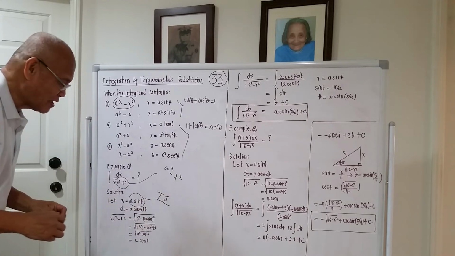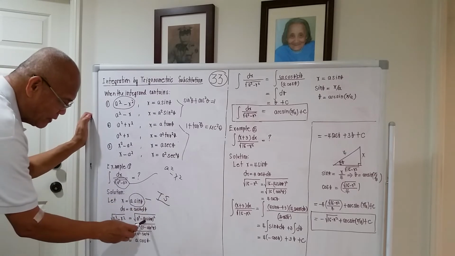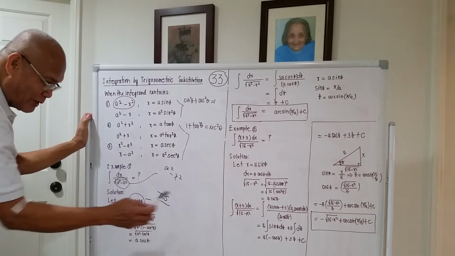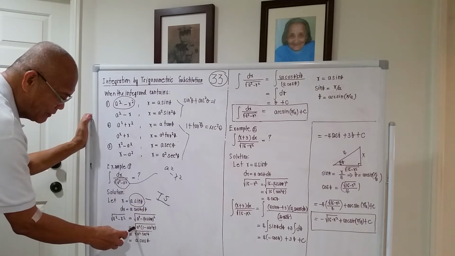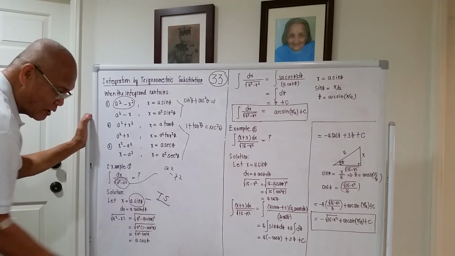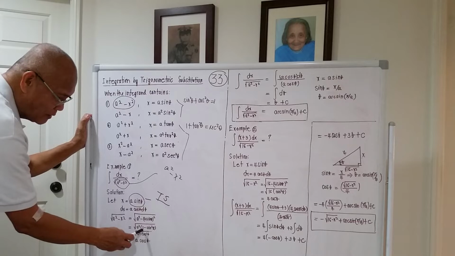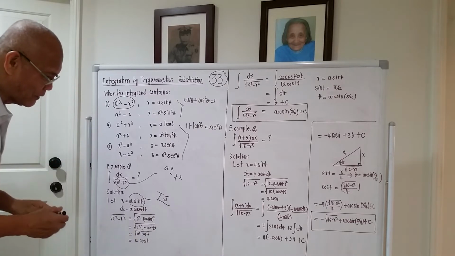X is actually a sine of theta, so this should be a sine of theta quantity squared. What will come out will be a squared minus a squared sine squared of theta. We factor out a squared times the quantity 1 minus sine squared of theta.